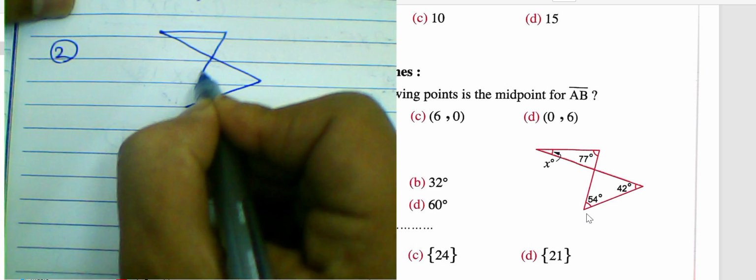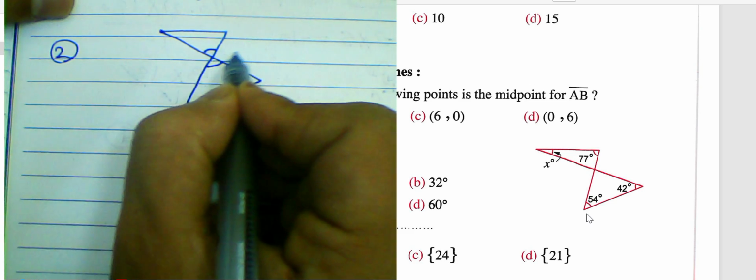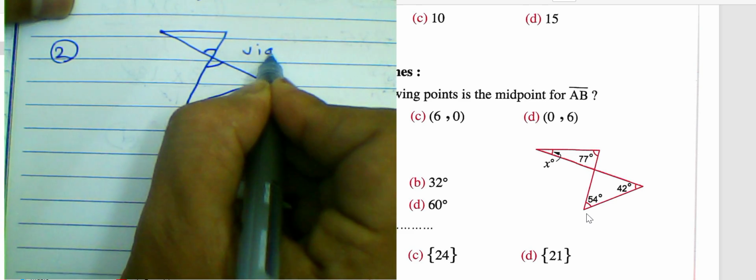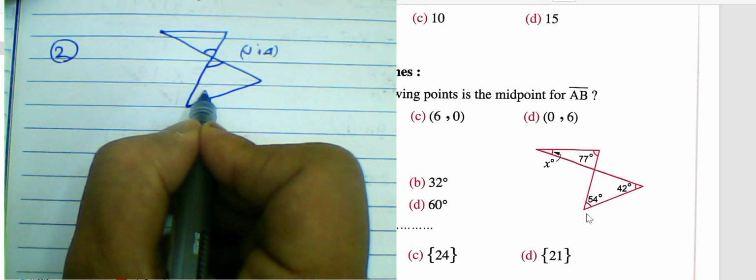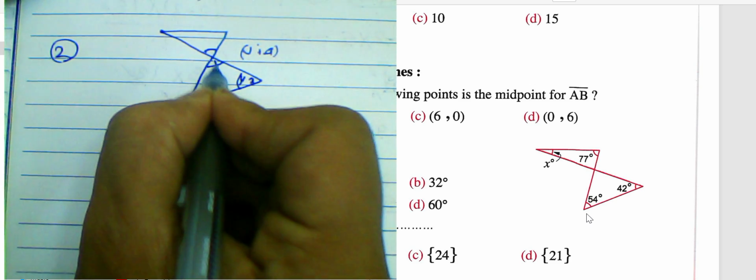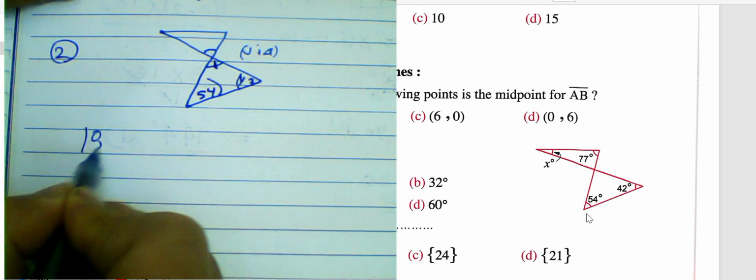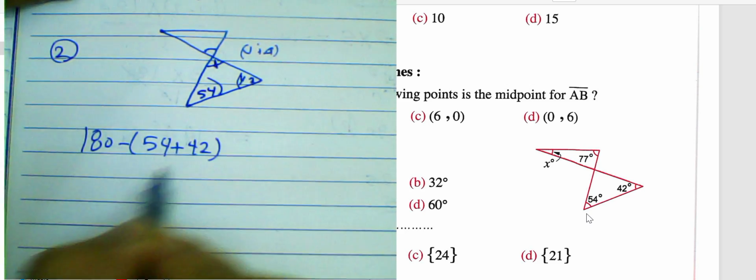We have two triangles. The measure of two angles here are equal. We call it vertical opposite angles, between two angles here. Then we have 54 and 42. You can find the measure of this angle by writing 180 subtract the sum of the two numbers 54 and 42.